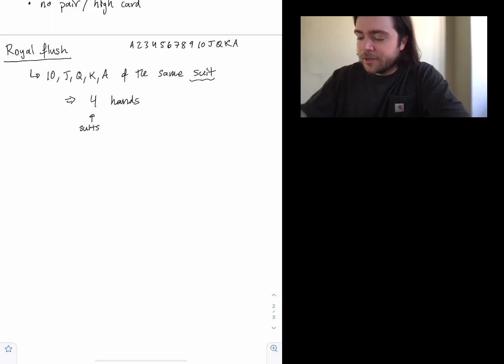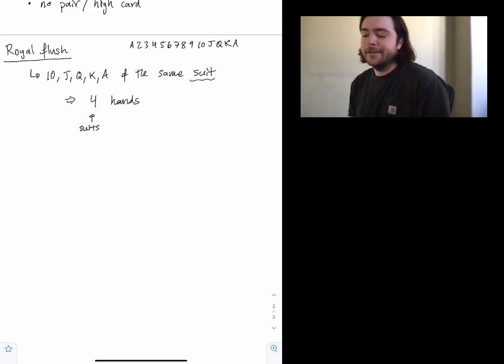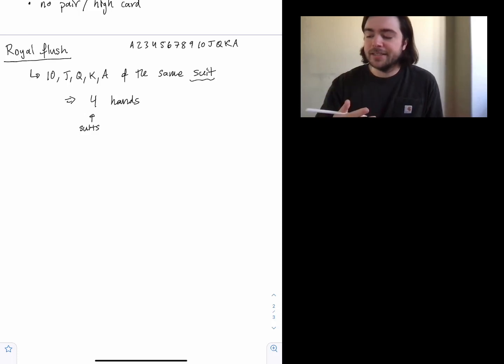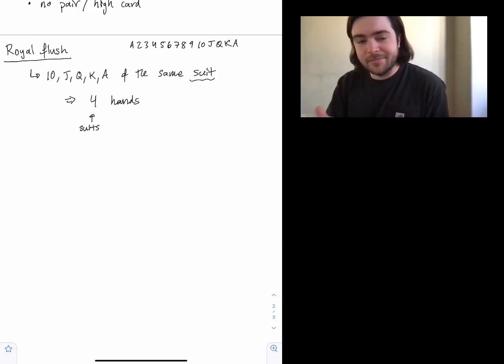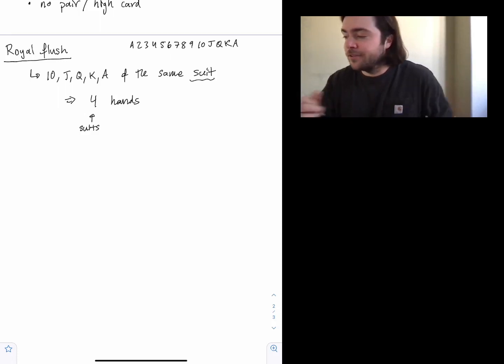So what would those four royal flush hands be? It would just be the 10, Jack, Queen, King, and Ace of clubs, and then the same thing of spades, of diamonds, and of hearts. So those are the 4 hands.